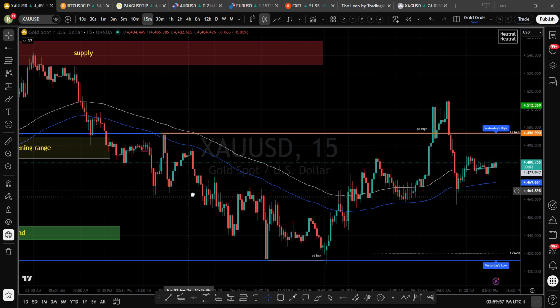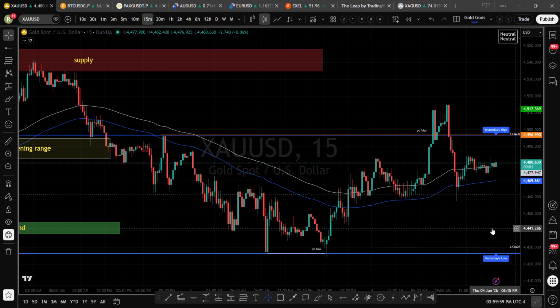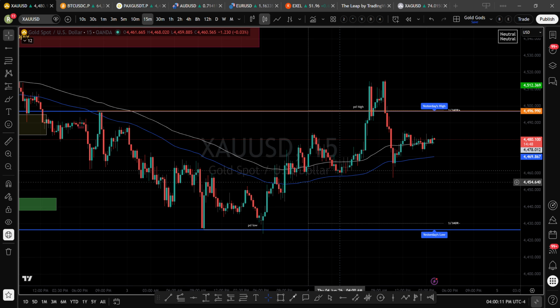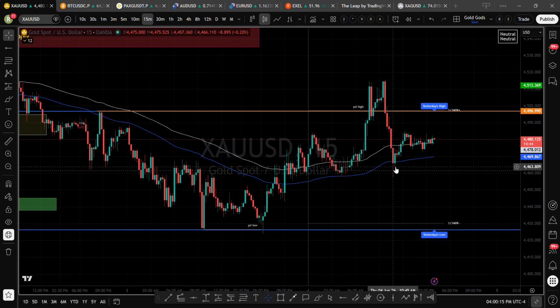Now, this is trading smart. We know the market is bullish if it closes above this. You see it closes above, still comes, it doesn't close below it. Market is still bullish. Look, even here, it doesn't close below it. It's still fighting to stay bullish.